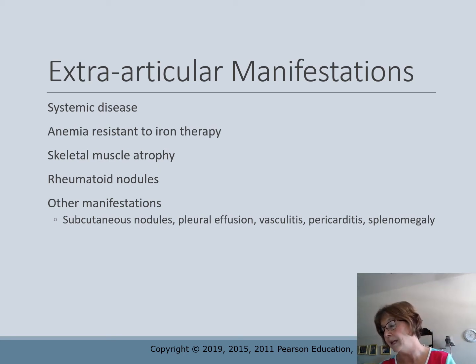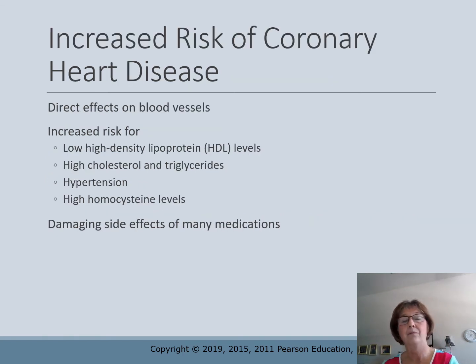Rheumatoid nodules may develop generally in the subcutaneous tissue, and you can see this in a picture on page 530. You can see the nodule on the patient's hands as well. You have a high risk of increased coronary heart disease. You have direct effects on the blood vessels.